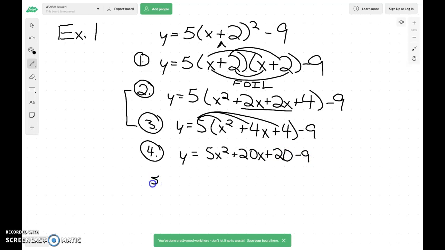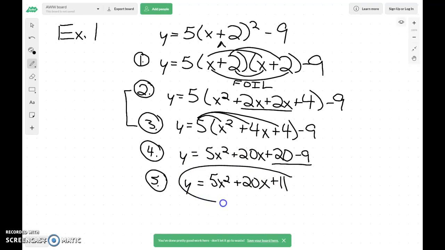So in the fifth and final step here, we're going to simplify or combine like terms. And here the only terms we can combine are 20 minus 9. So what we have is 5x squared plus 20x. And then 20 minus 9 is what? 11. So that's going to be positive 11. And then we have our final answer. Everything is written in standard form.